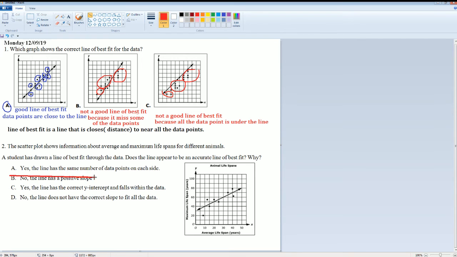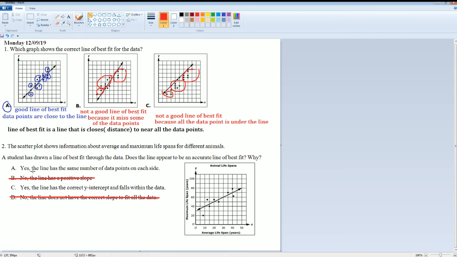So just take that off. That is a trash answer. C says yes, the line has the correct y-intercept and falls within the data. Maybe. D says no, the line does not have the correct slope to fit all the data. It looks like a good one, so we could cross this one out. The ones we have left are A and C. We know the line of best fit is accurate, but we just have to figure out why.